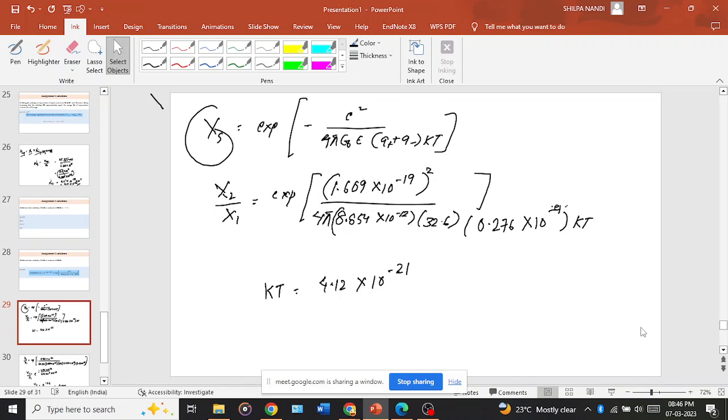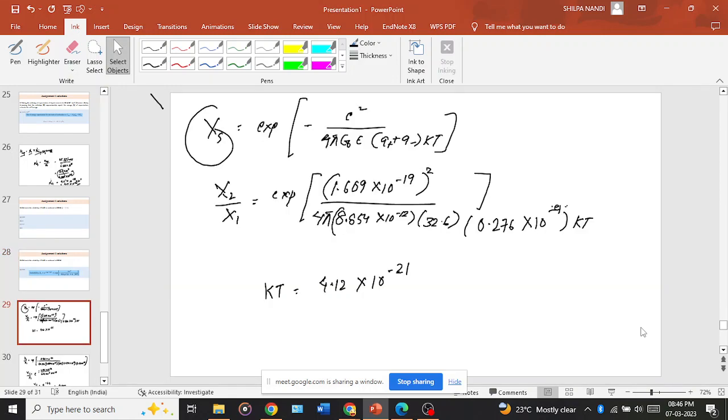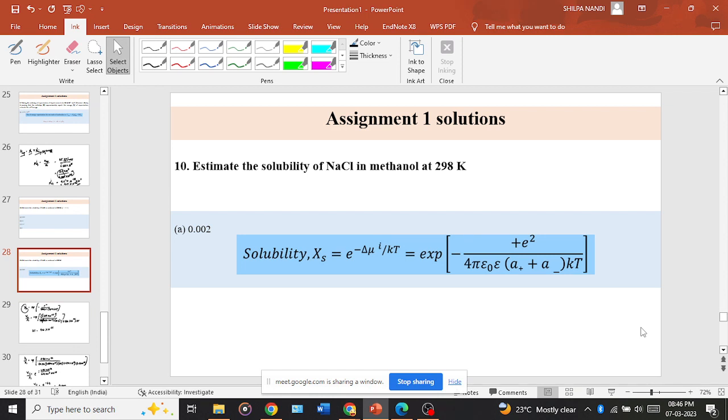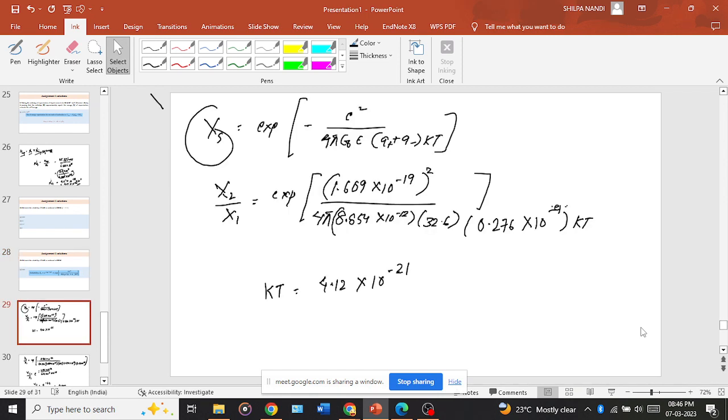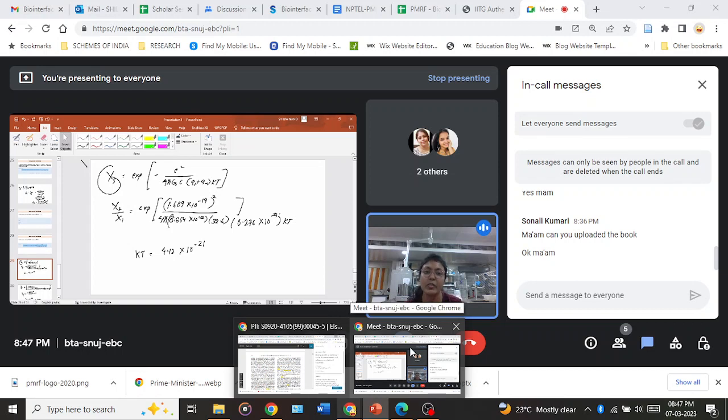Simply putting up the values, however, you need to remember a few things: epsilon for methanol is 32.6, the value of kT, the Boltzmann constant and temperature is 298 Kelvin, as well as the distance between the two atoms of NaCl, which is approximately 0.276 into 10 power minus 9. This value you may get in the book, or if you get such questions, they will probably give you the values. Other than that, you can remember these standard values. For example, for water it is around 78.5, as such, in case of methanol it is 32.6.